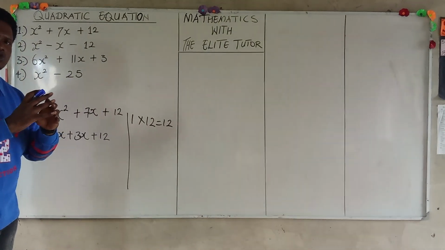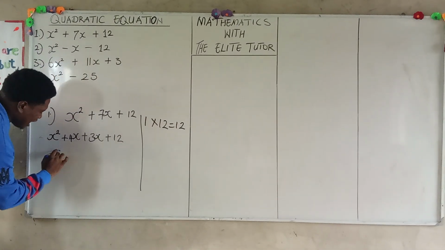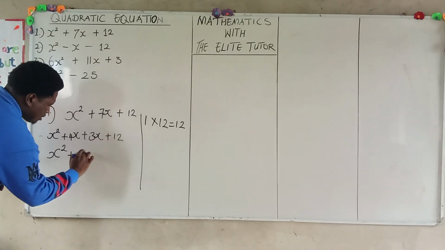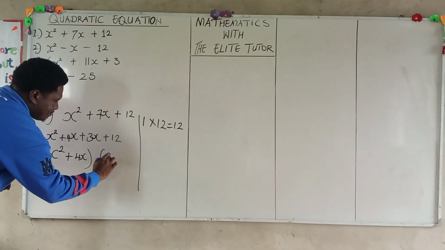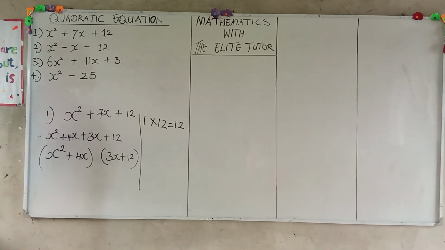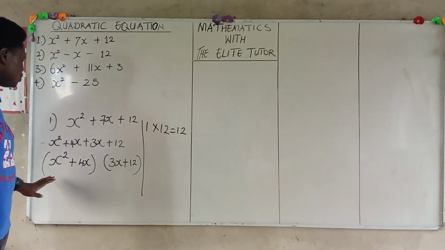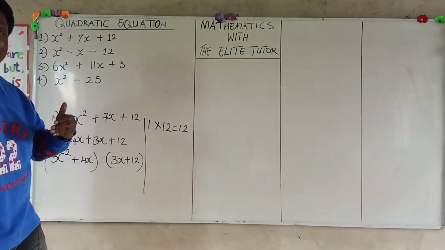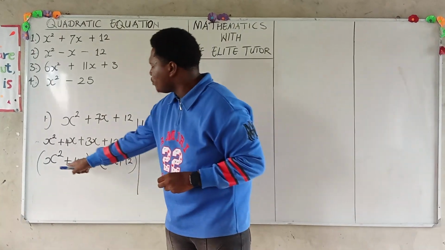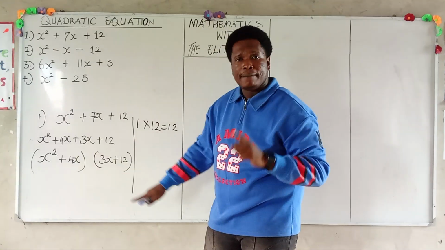Now the next step, we are going to what? Put in brackets. Now we are going to group them. So we have x squared plus 4x in one bracket, and we have 3x plus 12 in another bracket. Now, what's the next step we are going to do? Now we are going to simply factorize. What do we mean? We are going to look for what is common in this bracket, and also what is common in that other bracket.